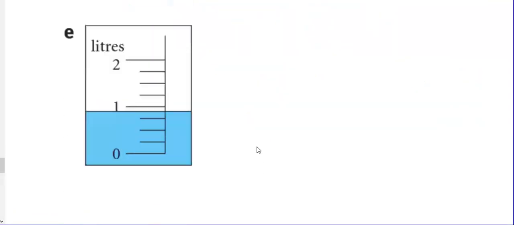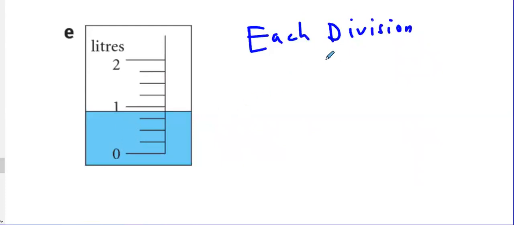Okay, so quickly we have E. E is just reading the water level in this container. So we need to estimate. This meniscus here is between 0 and 1. So I'm going to calculate each division equals how much. I'm going to take 1 minus 0, because this reading, the water level, is between 1 and 0, and then divide by the number of lines from 0 to 1.